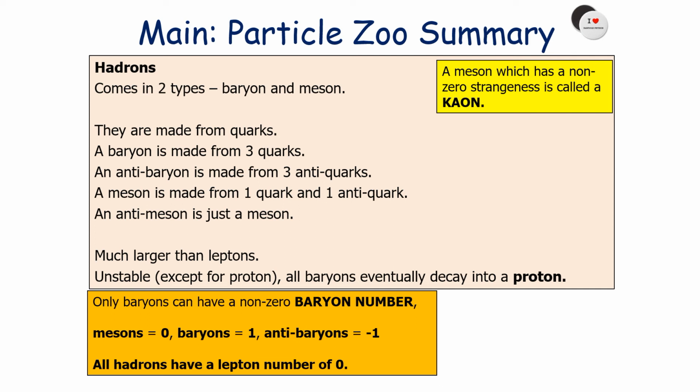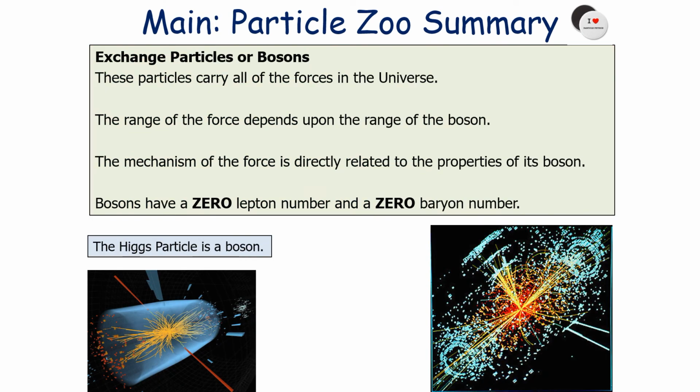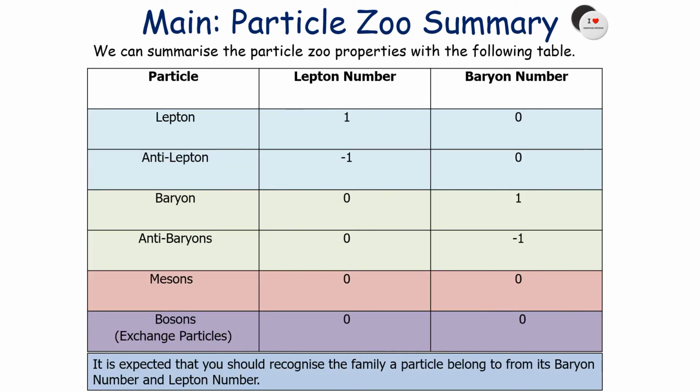Now a meson, which has a non-zero strangeness, is called a kaon. Now kaons are always produced in pairs, and kaons can decay into pions. Now, exchange particles or bosons carry all the forces of the universe. The range of the force depends upon the range of the boson. The mechanism of the force directly relates to the properties of the boson. Now, bosons have a 0 lepton number and a 0 baryon number.